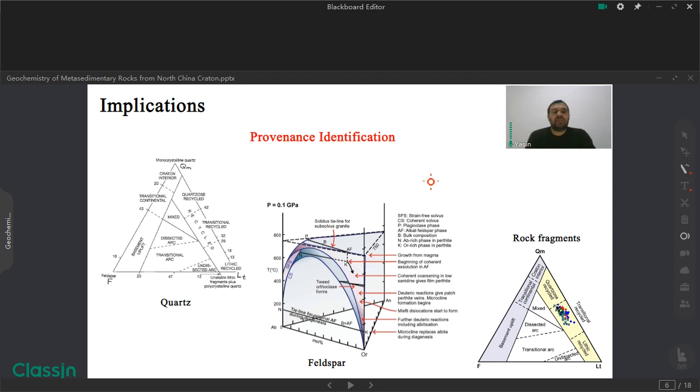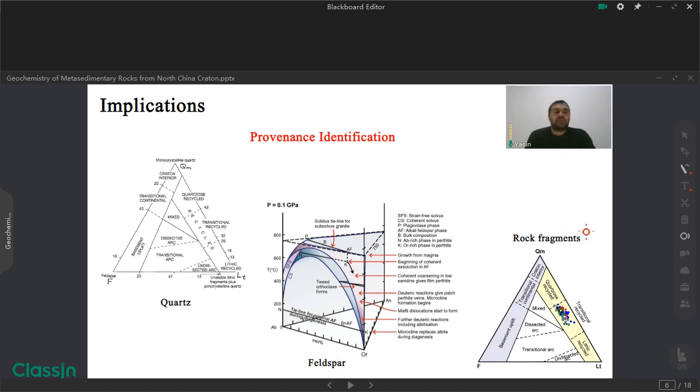For provenance identification, there are various ways to identify provenance, but the most important and widely used are the three factors like quartz, feldspar, and rock fragments. By quartz, we can identify the provenance easily, and these are the diagrams which are used, and we can plot our data in these diagrams to find the provenance through quartz. Then through feldspar, this is a pressure temperature diagram, and through this diagram, we can also identify the provenance with the help of feldspar. Then we have rock fragments.